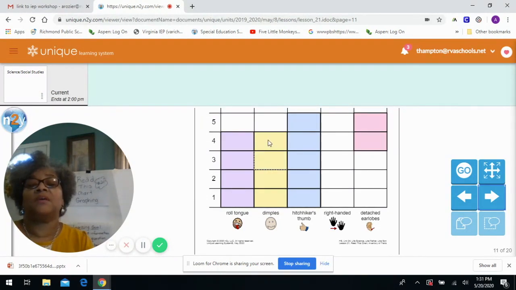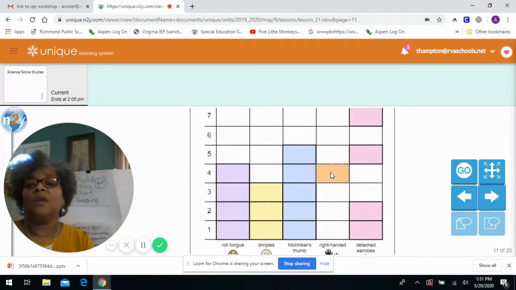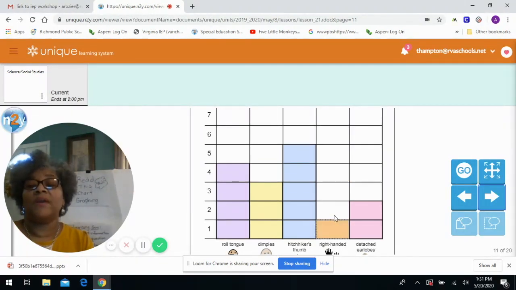So let me get that together. Okay. So we have roll the tongue, dimples, hitchhiker's thumb, right-handed, or detached earlobes. Let's bring that down here and get that. So this is how you make it. Now, right hand, there's a lot of people that might be right handed, so we'll make that bigger.